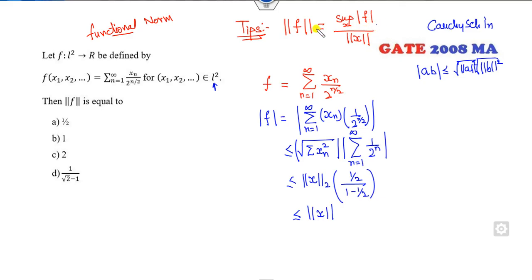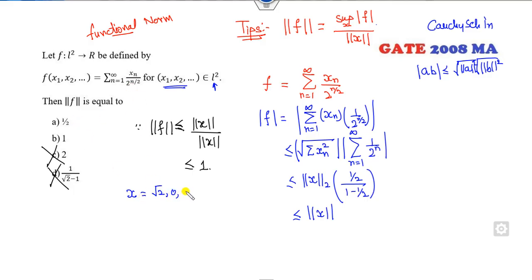Therefore norm of f will be the supremum of this, which is less than or equal to norm of x. It will be less than or equal to 1. So this option will be cancelled out, this option will be cancelled out. Now you have to check whether it's half or not. Take any counter example, take any value of x. It's 2 raised to power half.